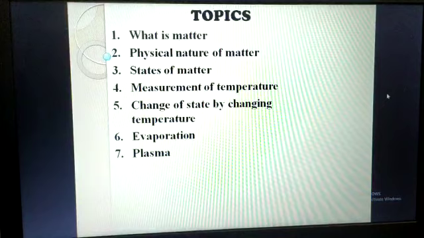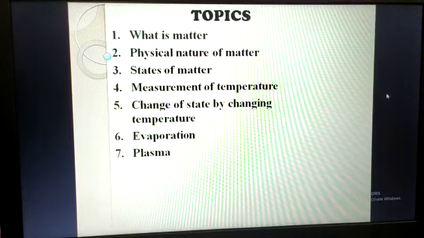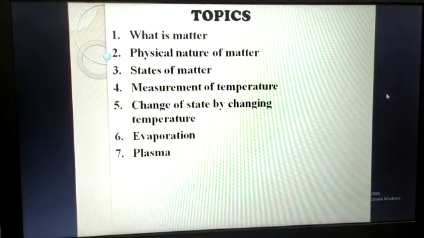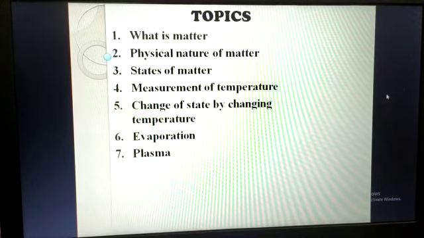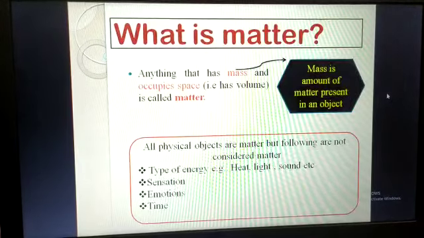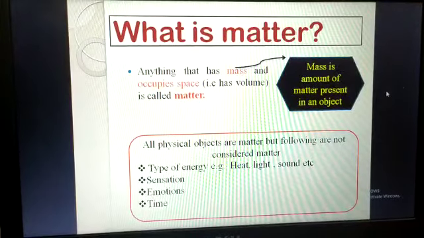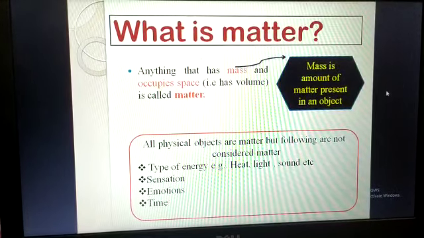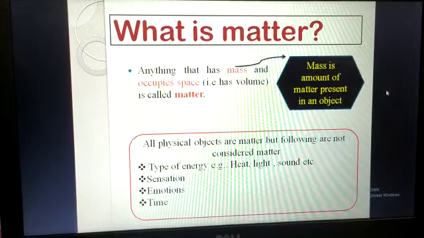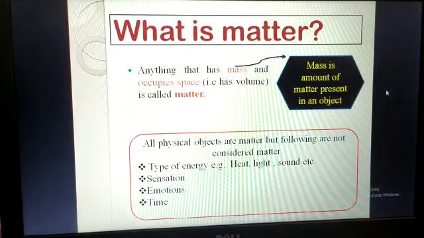Fine. So, the topics we are going to cover under this chapter are: what is matter, the physical nature of matter, states of matter, measurement of temperature, change of state by changing temperature, evaporation, plasma. Fine. So the very first thing we are going to discuss is what is matter. As you have already studied in your junior classes, matter is anything that has mass and occupies space. Space means it has some volume.